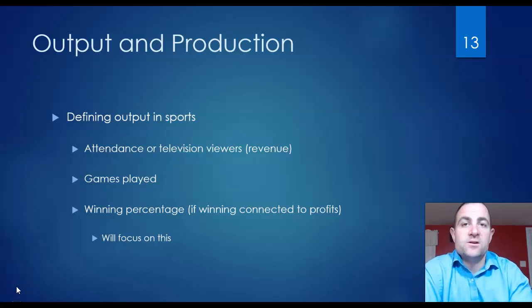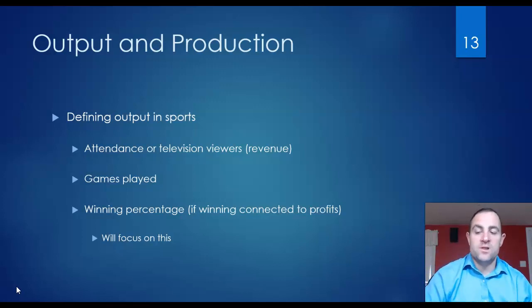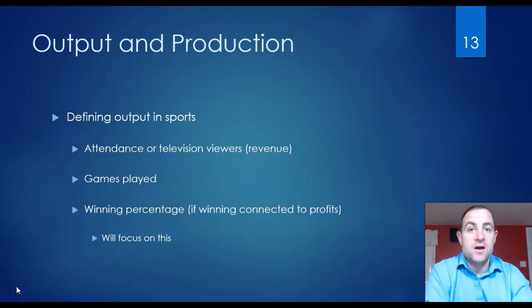So in this lesson, we are going to be looking at production and how it applies again to sports and how to measure it. When you look outside of sports economics, output is defined as whatever product the firm, the company, is trying to produce and sell. It's pretty black and white. In sports, however, it's not as clear. There are a couple ways to define output.